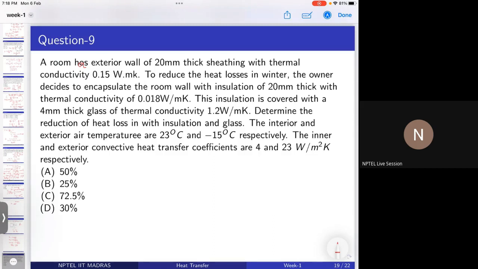So you consider two cases. Initially there was only the wall, with no insulation, and you find the heat transfer. Next, in the second case, you find the heat transfer with the insulation and also the glass. Then you find the percentage reduction in the heat loss. That is how you have to solve this question.